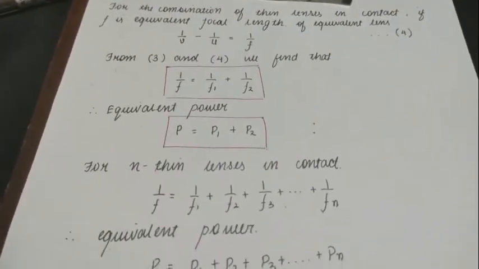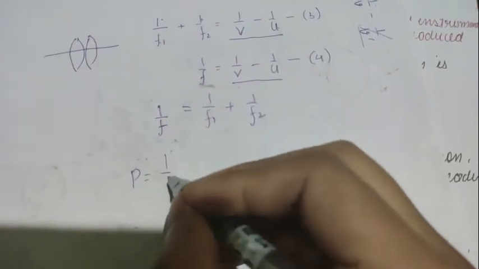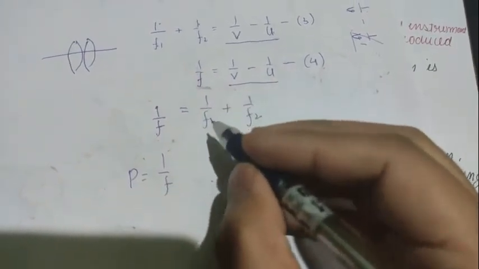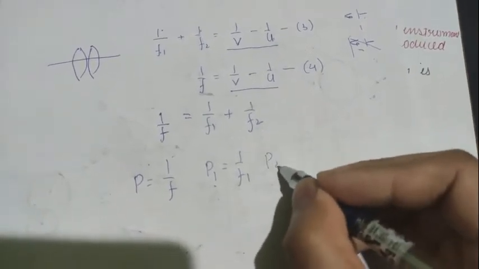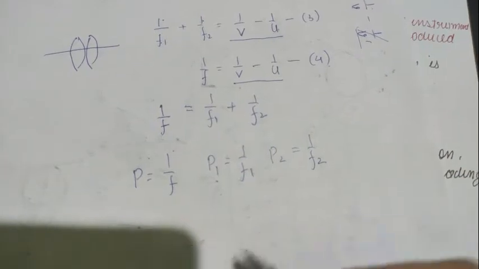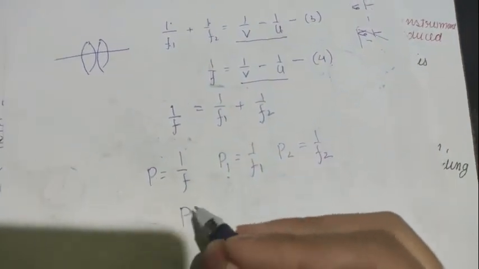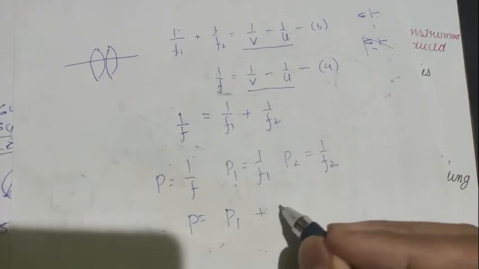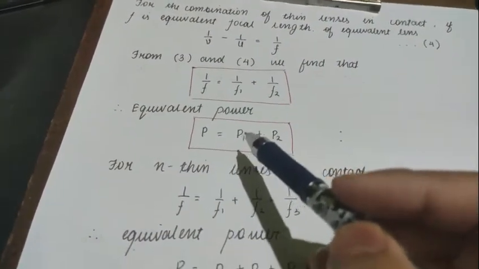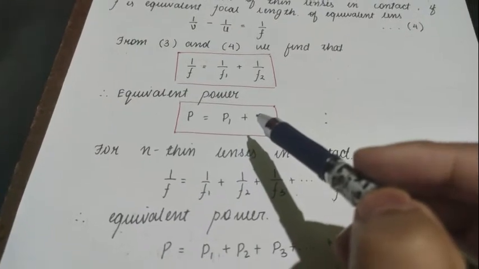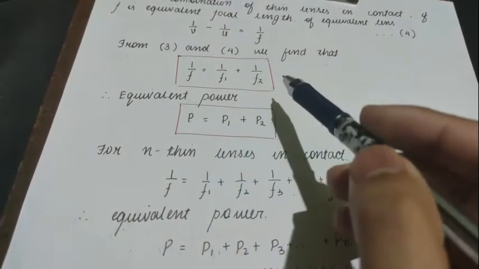Now, in my previous lecture, I've already explained to you the power, P equals 1/f. So P1 will be how much? 1/f1. What will be P2? 1/f2. So instead of 1/f1 I can write P1, and instead of 1/f2 I can write P2. Isn't it? So the equivalent power will be P equals P1 plus P2. Is it clear? So this is for two lenses.